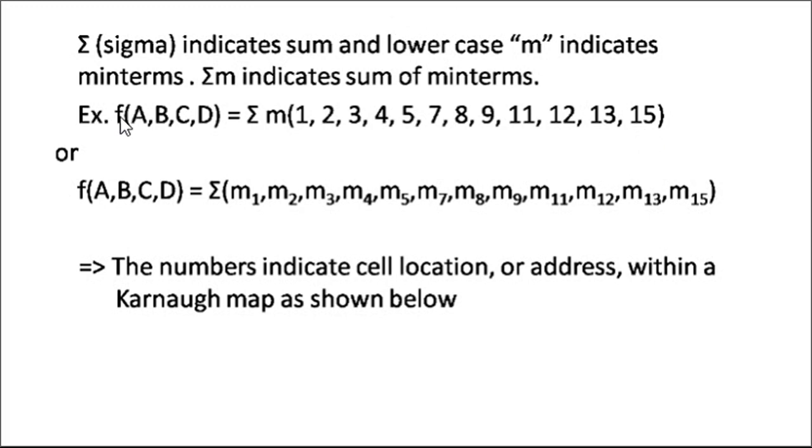Sometimes, if only f is written and the variables are not given, then you can define any letters, like a, b, c, d, or l, m, n, o, p, or x, y, z. Here the numbers are given, so we require 4 variables a, b, c, d. The number indicates the cell location, or address, within the map, as follows.